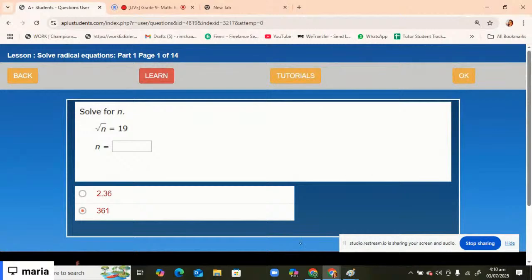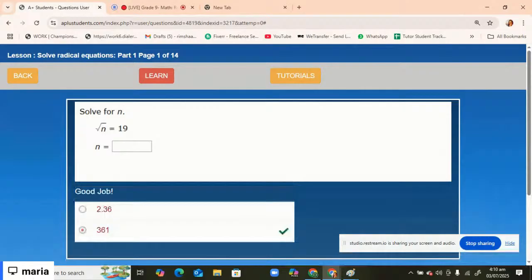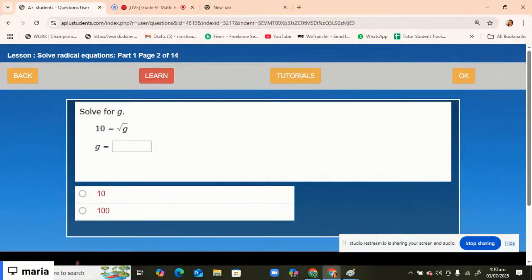Let's see. Here is the option 361. Let's go with this. And yeah, there is the right option. Now this question is already solved. 10 is equals to g. How can we solve it?